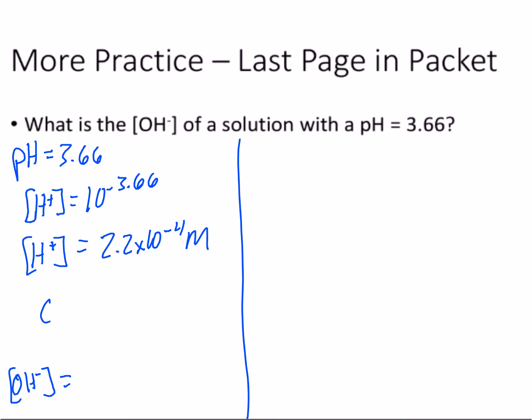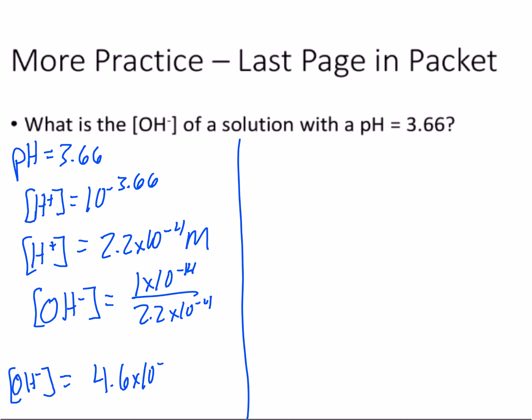Now you can use Kw. So OH minus concentration equals 1 times 10 to the minus 14 over 2.2 times 10 to the minus 4. What do you get then for your hydroxide ion concentration, Briley? Negative 11. That's it? Molar. There it is. All right, so concentration, got to have the capital M there.